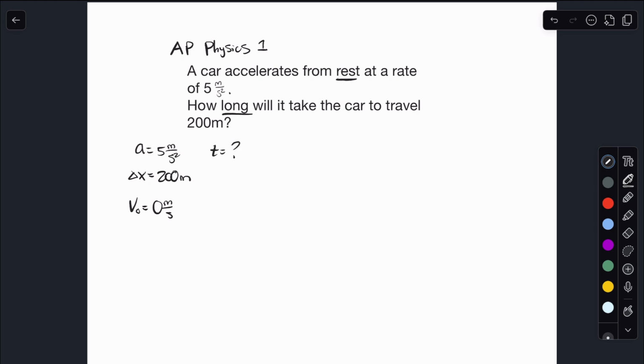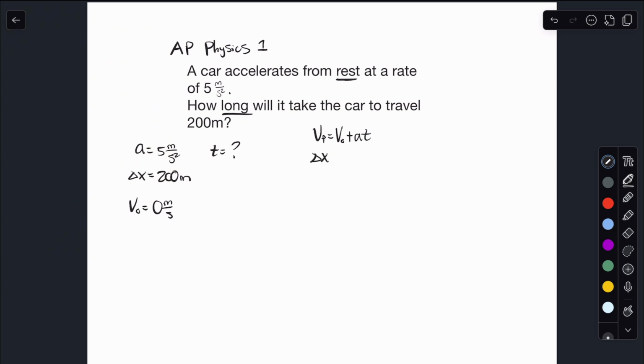So this is going to be testing the kinematic equations. If you get a problem like this, immediately write them down so you can visually see them. So let's write down v final equals v initial plus at. That's going to be one of our v final equations.